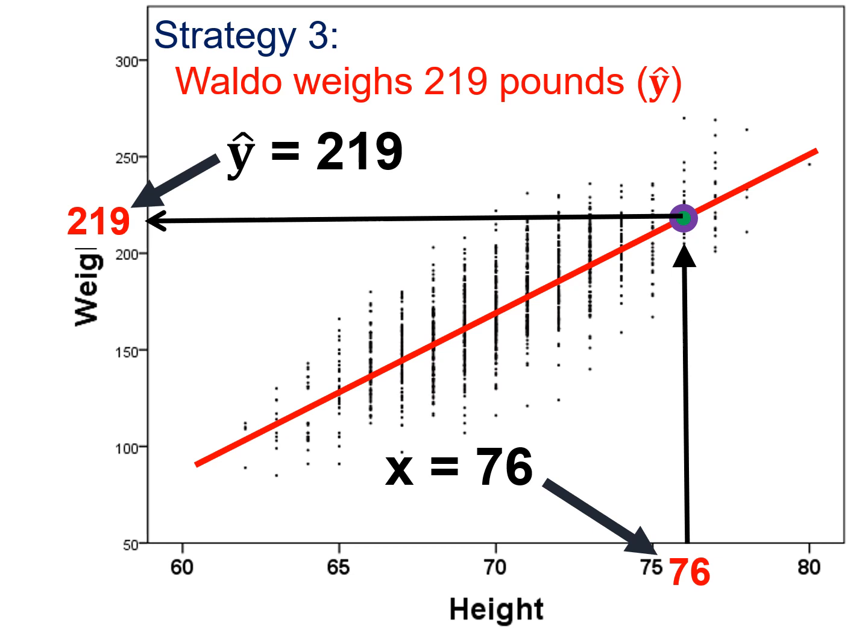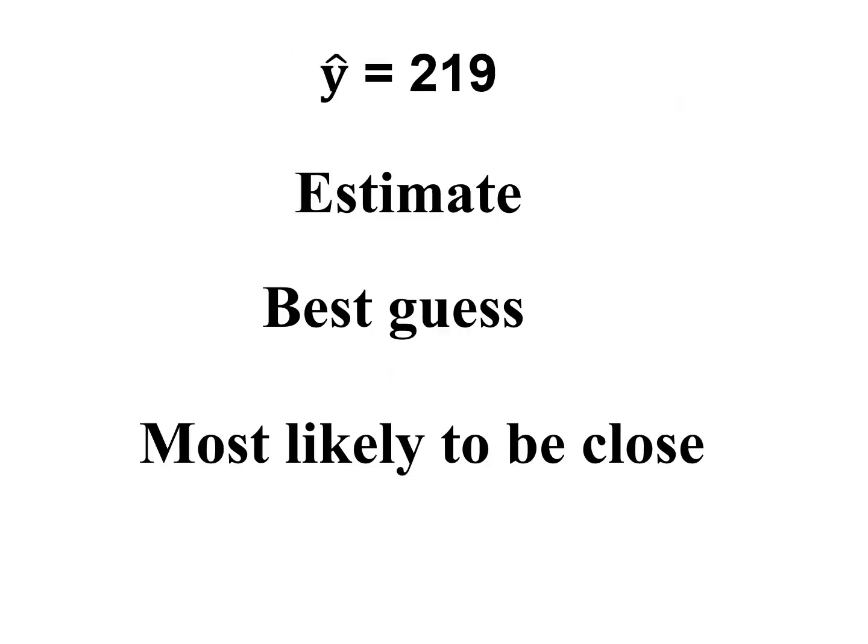But remember, this is just an estimate or an educated guess. The scatter plot shows that among men 76 inches tall, some weigh less than 219 pounds and some weigh a lot more than that. Maybe Waldo is one of those men. But 219 pounds is our best estimate, our best guess, the number that's most likely to be close.